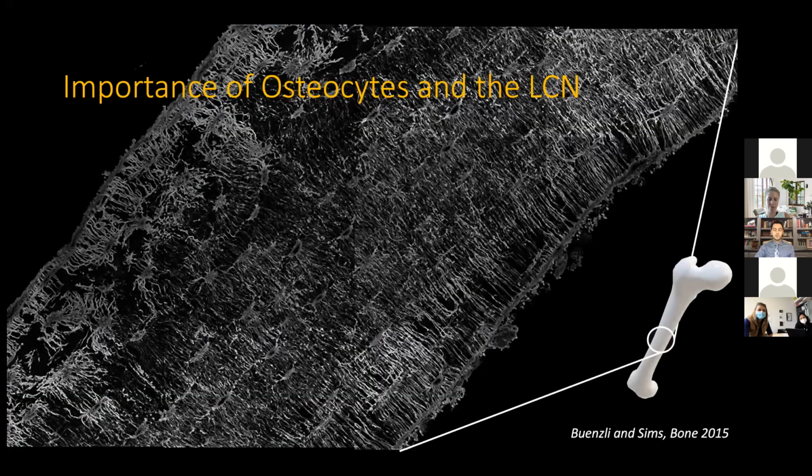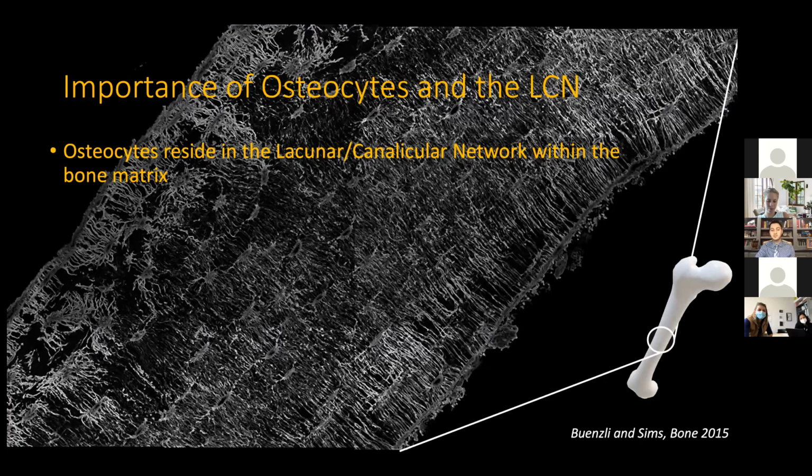So first, we'll start with talking about osteocytes and the importance of the osteocyte lacunar canalicular network. This is an osteocyte talk. Osteocytes are internal bone cells that reside within the lacunar canalicular network, which is a series of cavities and channels that exist inside the bone itself. Within this network, the osteocytes have a combined surface area of around 200 square meters. And if you were to line them up end to end, it would reach over 175,000 kilometers in length.